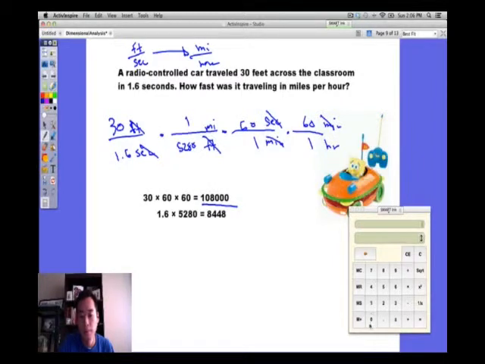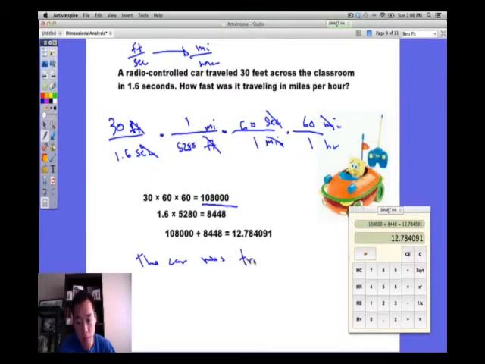And the question is how fast the car was traveling in miles per hour. The car was traveling at 12.78 miles per hour. Hopefully that helps. I'm going to do one more example.